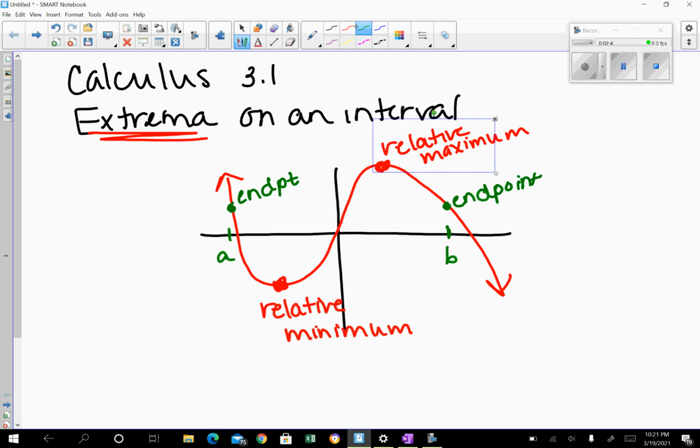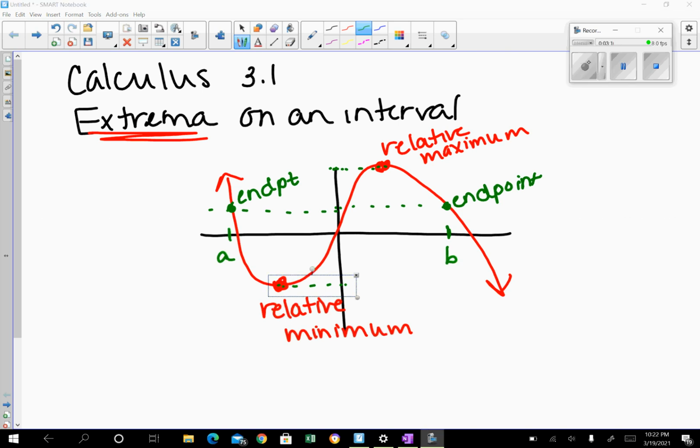So this endpoint has this y value. This endpoint has this y value, whatever it happens to be. This one has this y value, and this one has this y value. So on the interval from A to B, this point would be your maximum, and this point would be your minimum.